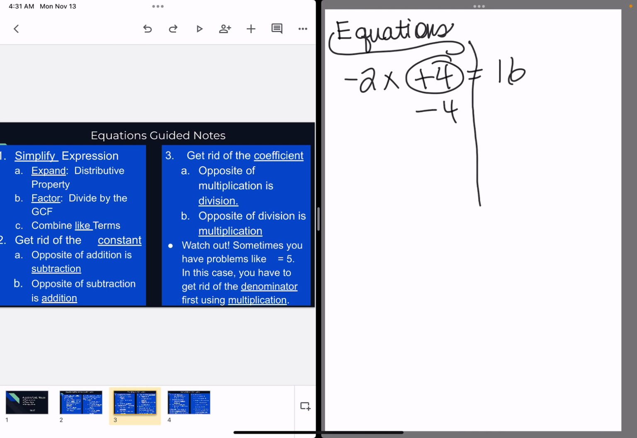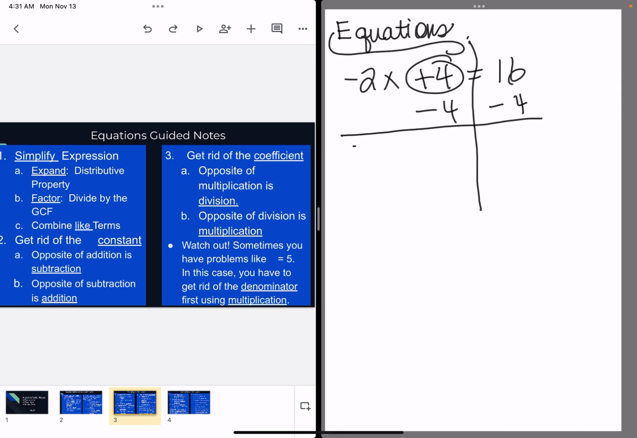Now, one of the things that my middle school teacher taught me was to do what was called railroad tracks. So you're drawing a line down your equal sign, and you're going to see me do that a lot. It separates the equation so that you can see if you do it to one side, you have to do it to the other. So we're going to subtract 4 from both sides.